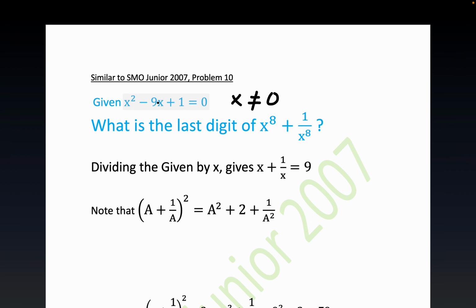And one way would be to directly solve this. You get a surd, and you could do it directly, but that's a little bit of a pain. So what we can do, since x is not equal to 0, is divide the given equation by x, and that results in this. Now this form right here, the sum of a number and its reciprocal, actually motivates the following algebra right here.